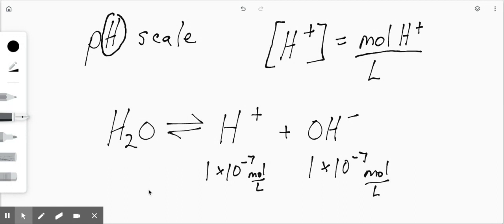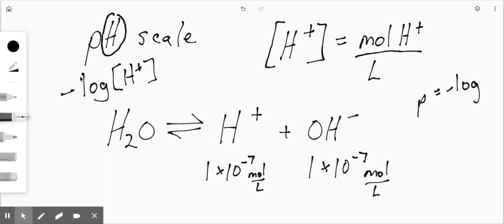When we add P to this scale, what we're doing is, P means the negative log. That's what P means here, negative log. So anytime you see P, think of negative log of whatever comes after it. And the H here stands for H plus concentration.